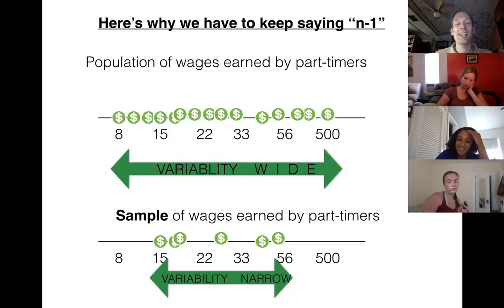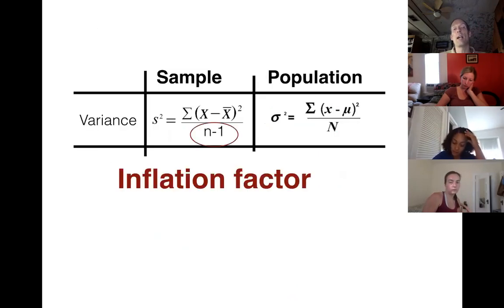Okay, so because the sample variance will always be less than the population variance, that's why we're adding in that inflation factor, so we can fudge the number back to where it needs to be, closer to the true variance. Okay, got it. Thank you.